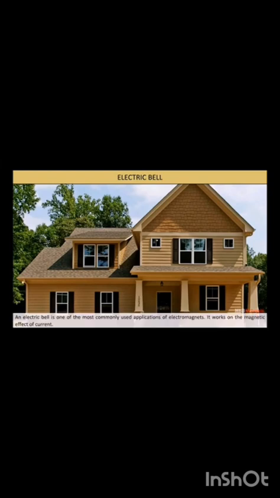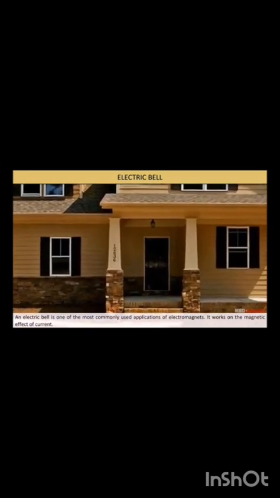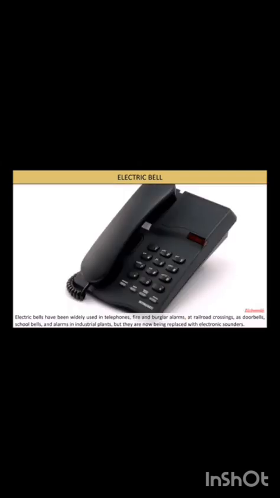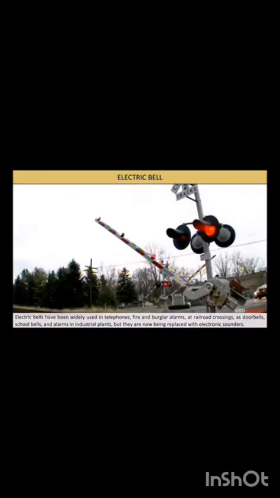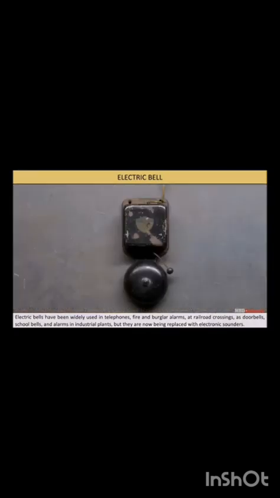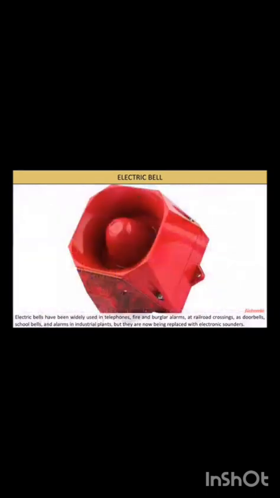Electric bell. An electric bell is one of the most commonly used applications of electromagnets. It works on the magnetic effect of current. It produces a repetitive buzzing or ringing sound when an electric current is passed through it. Electric bells have been widely used in telephones, fire and burglar alarms, at railroad crossings, as doorbells, school bells, and alarms in industrial plants, but they're now being replaced with electronic sounders.